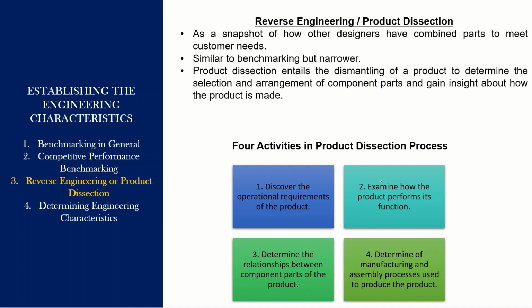Four activities in the product dissection process: discover the operational requirements of the product, examine how the product performs its function, determine the relationships between the component parts of the product, and also determine the manufacturing and assembly processes. That's what we call the learning process, because we want to learn something which is existing and we want to improve from that.